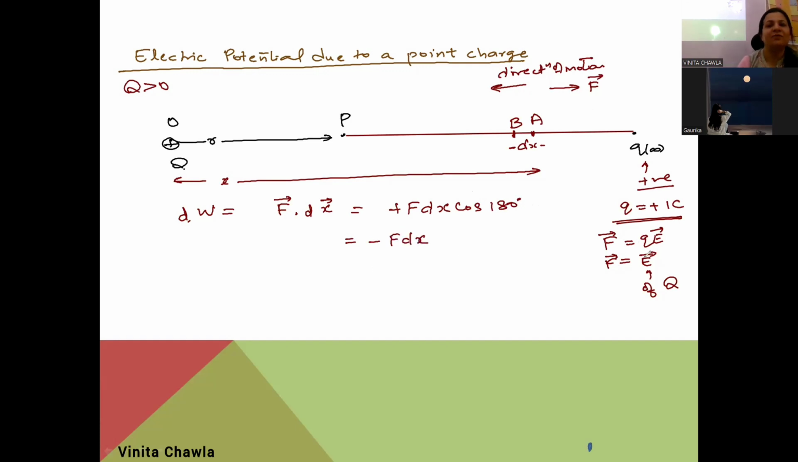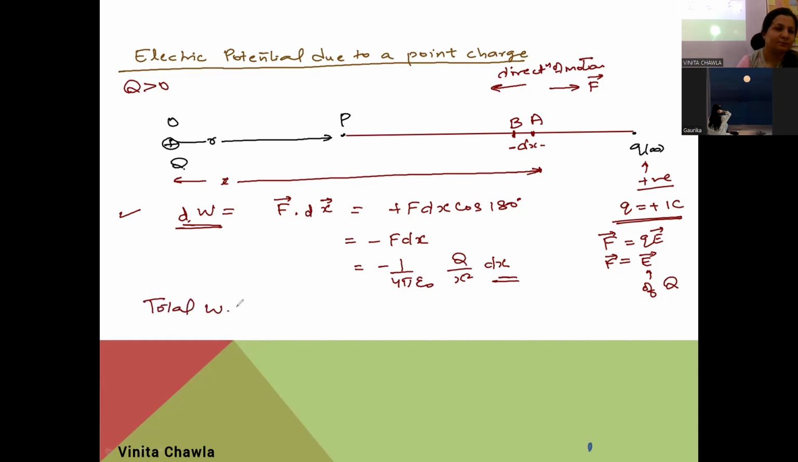Yes. And this F is equal to E, and what is E? KQ by R square. And in this particular position, when it is at a distance x, then distance is x. So we can write K, 1/4 pi epsilon naught, Q by x square dx. Okay. This is a small amount of work done. For small displacement, small amount of work will be done. Now we have to find total work done.